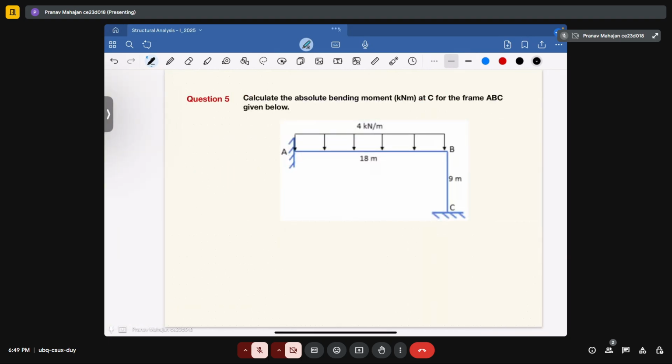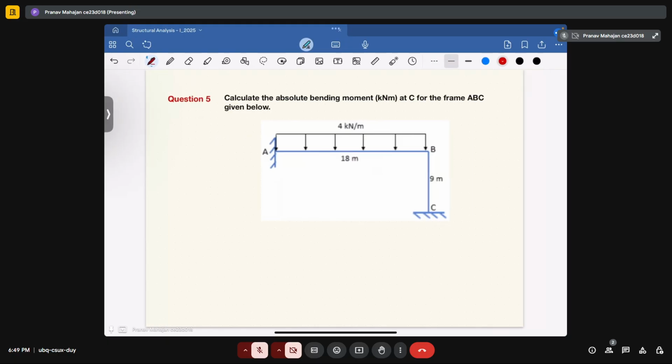This is the same continuation of the previous question. It is asking you to calculate the absolute bending moment at C of the given frame. No, this is another question. Sorry. So let's solve this question. Again, the absolute bending moment of an indeterminate frame is being asked. So what will you do? You will use the moment distribution method to solve the problem.